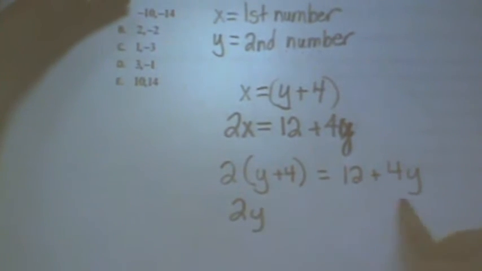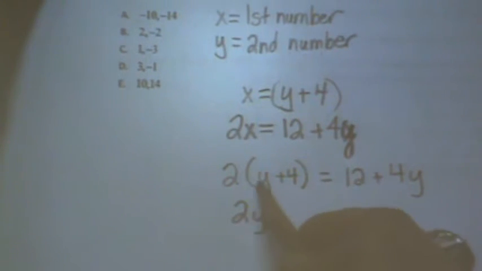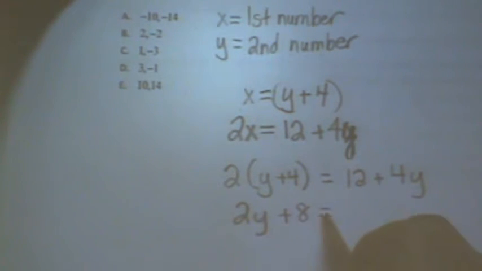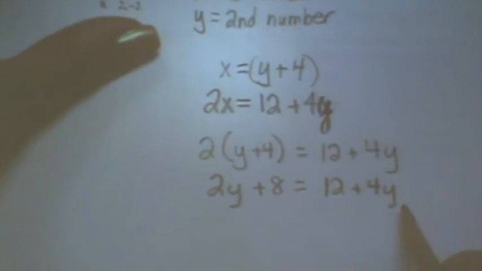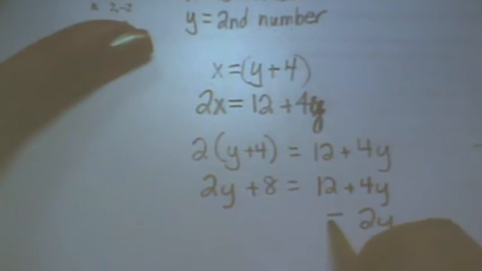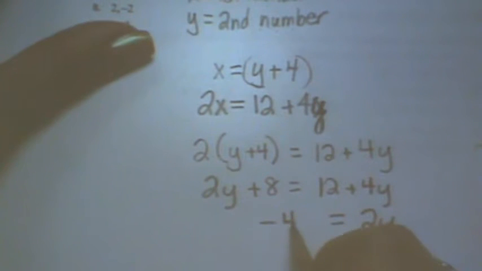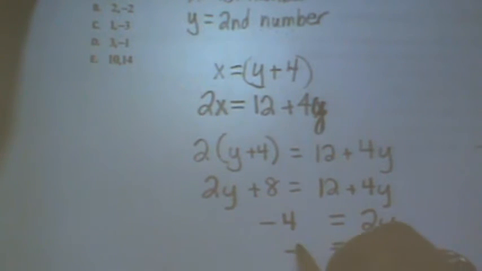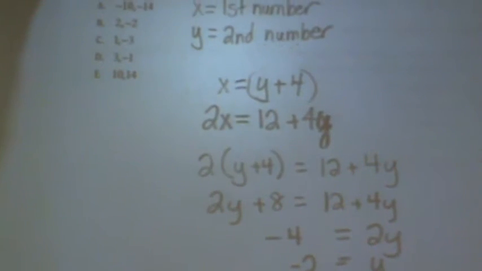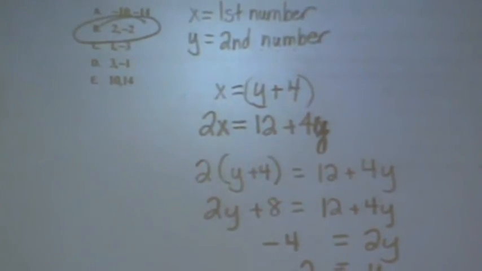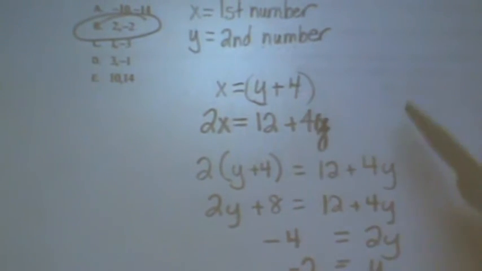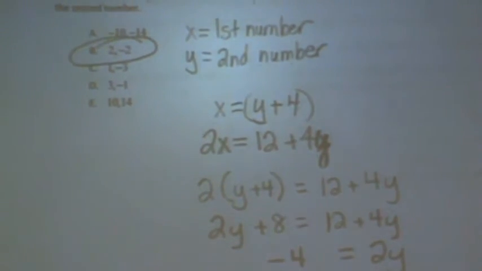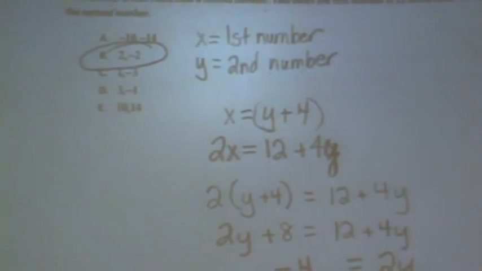So we have an equation that has just y. 2y plus 8 is equal to 12 plus 4y. If I subtract 2y here, I get 2y is equal to, and I'm going to subtract 12, you get negative 4. So y is equal to negative 2. So it looks like B is the correct answer for that one. And you can verify if you plug negative 2 in, you get 2 for x. So it's B, 2, negative 2.